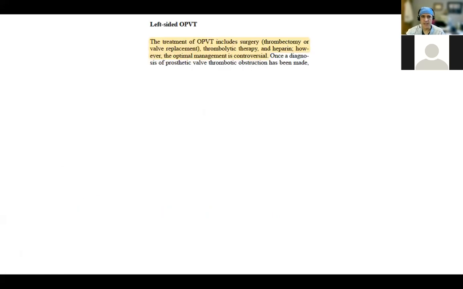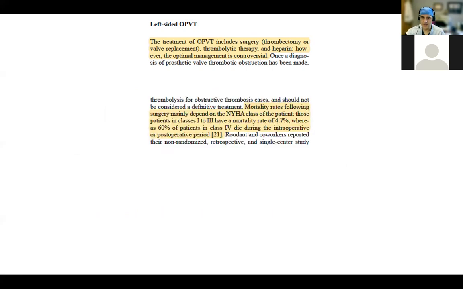So, before I say that, obviously controversial. This is some of the summary of that review paper. Mortality for surgery is very variable depending on the patient and their New York Heart Association class, and can be between 4 and 60%. So obviously very broad. It really depends on much of the gestalt of how the patient is clinically.